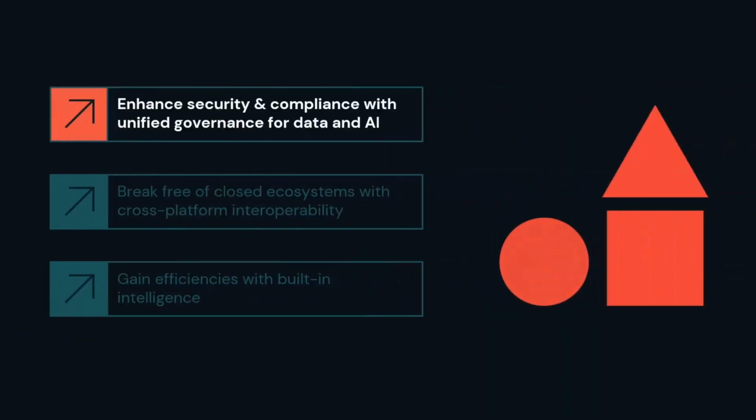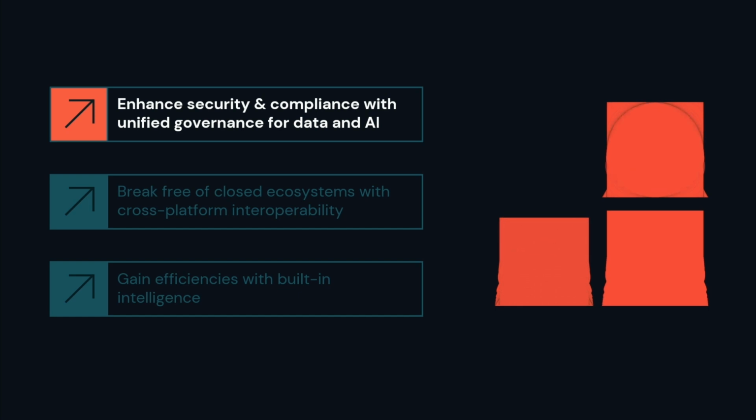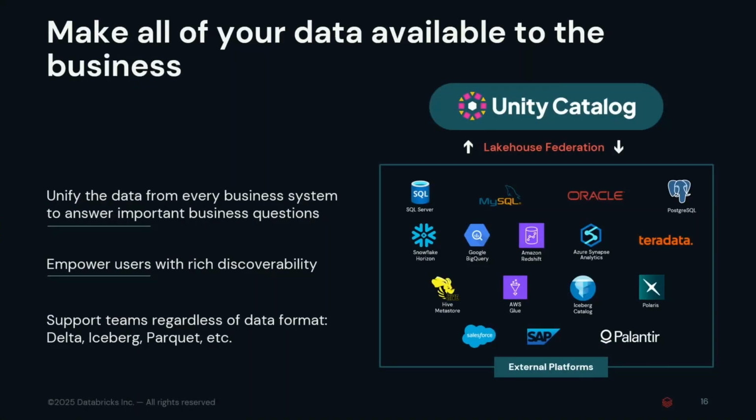So let's look at some of these capabilities one by one and how Unity Catalog helps you deliver on those values. First of all, Unity Catalog brings all the data that you have across a fragmented ecosystem under one secure view. And it doesn't matter whether the data is managed by Databricks or if it lives outside Databricks.